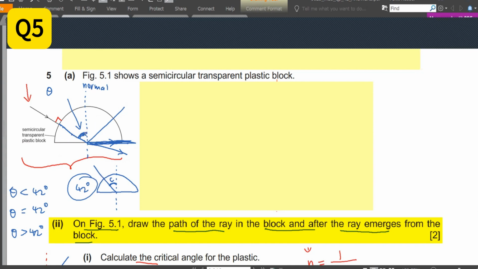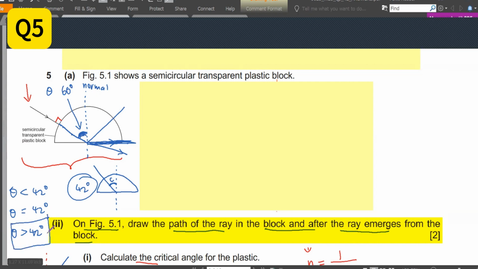Okay, so if you put the protractor here and you measure the angle, you will find that it is more than the critical angle. Let me check the angle. Yeah, so you can check the angle with the protractor. You'll find that this angle here is actually 60 degrees, so it is more than the critical angle.